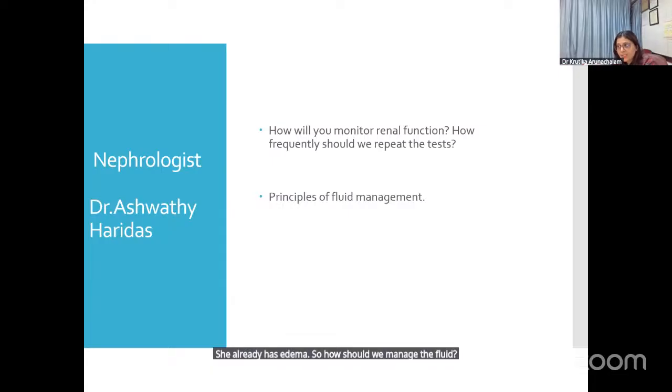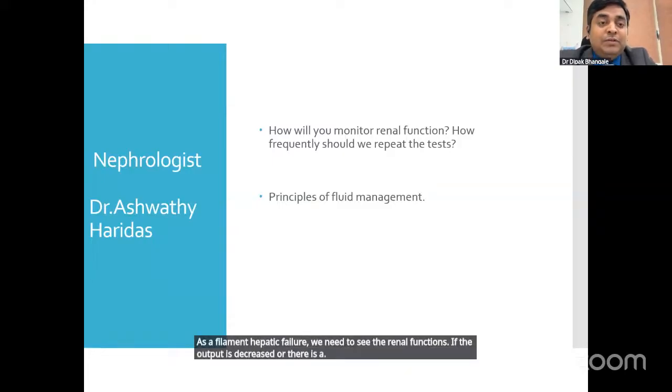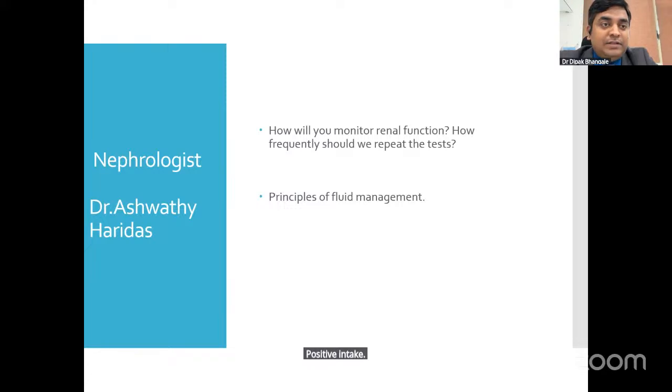And is oxytocin, can we use oxytocin here to augment? I'm not aware of oxytocin, but we need to see the renal function first. As a fulminant hepatic failure, we need to see the renal functions. If output is decreased or there is a positive intake, then we need to restrict the fluid sometimes, and we need to give a substance like albumin just to recover the HRS if it is ALF induced HRS, and that's what fluid management is based on.